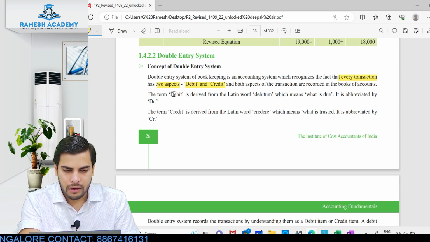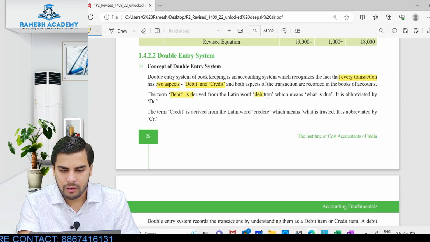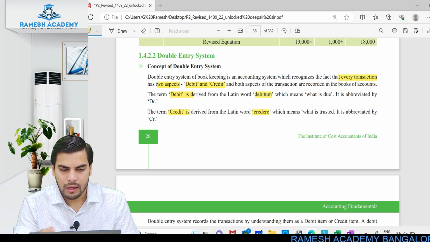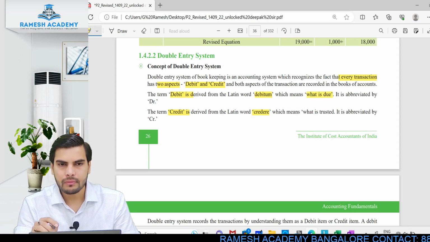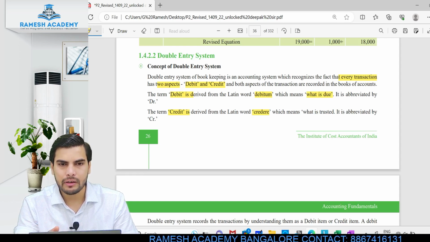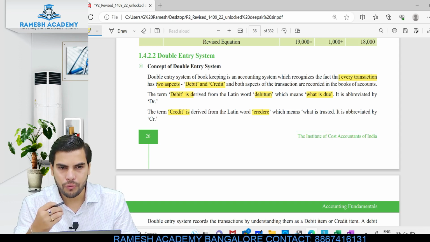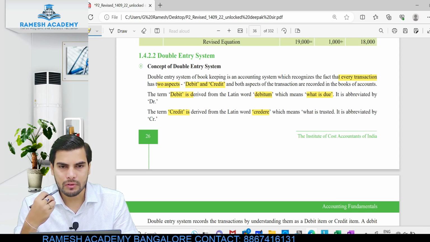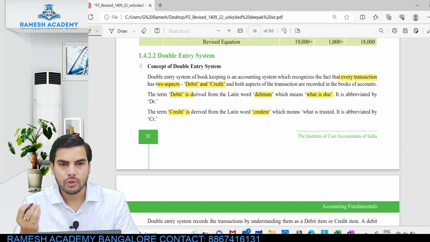Clear? Then they have given that debit has been derived from the Latin word debitum and credit from the Latin word credere. Not important from an examination perspective, but purely for knowledge's sake, let me go through these two. Debit has been derived from the Latin word debitum, which means what is due. Whatever you are supposed to receive, that is debit. Let's say you have sold goods to your customers on credit. Don't you think you are supposed to receive the amount from them? So it is due from them. Whatever you are supposed to receive, that is debit.